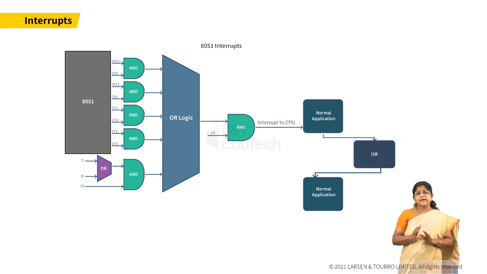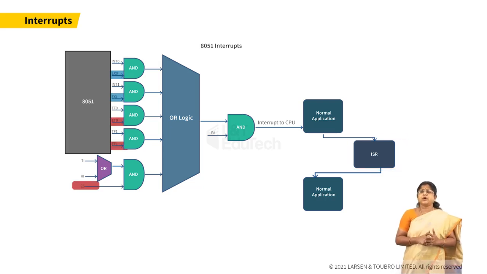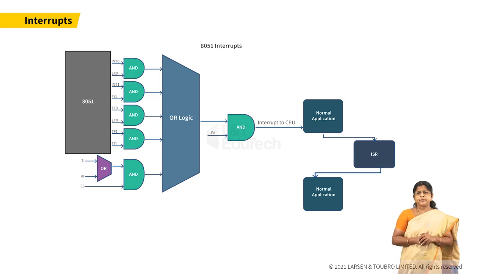8051 has 5 such vectored interrupts. 3 of them are internal and 2 of them are external interrupts. There are interrupt enable and interrupt priority registers which are used for configuring these interrupts, as shown in the figure. As per the principle of interrupts, the occurrence of an interrupt drives the processor control to switch over to the interrupt service routine.